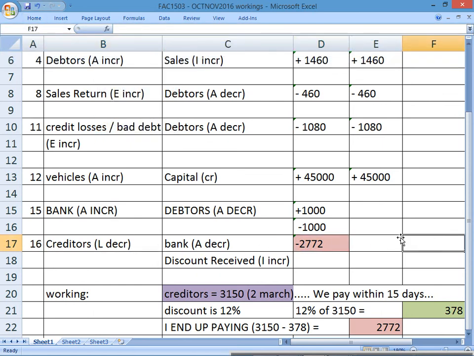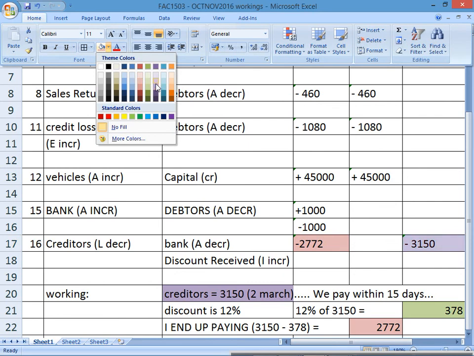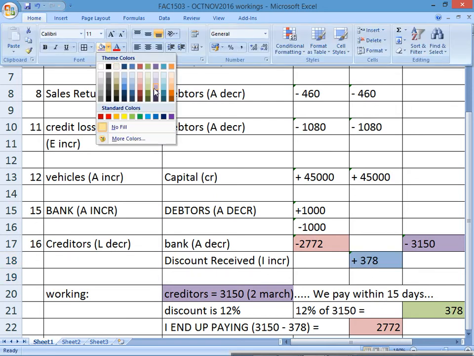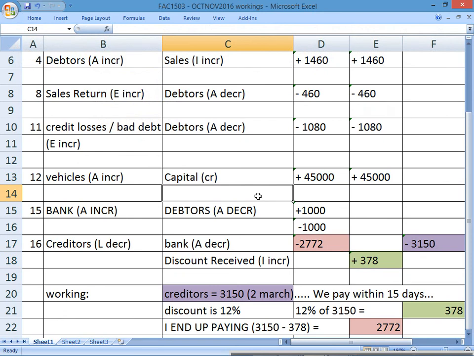Creditors is a liability, so minus 3150. And bank discount, rather, is an income. If the income goes up, owner's equity will go up, plus 378. See, that's the distinction part of that question.